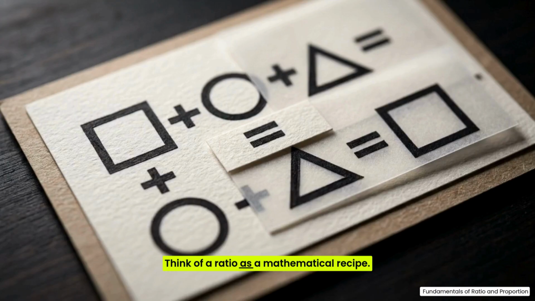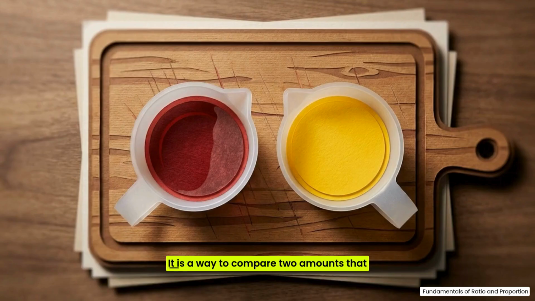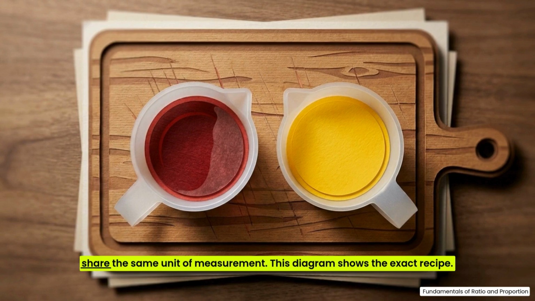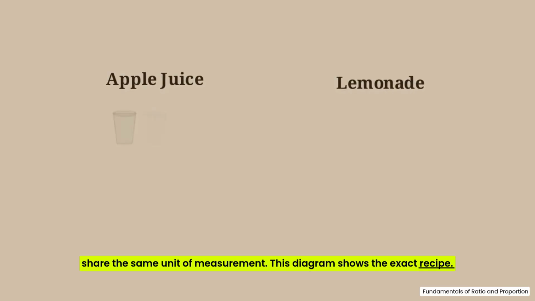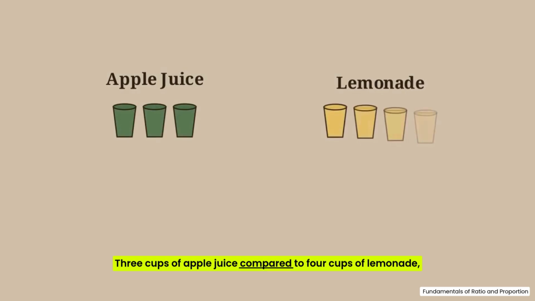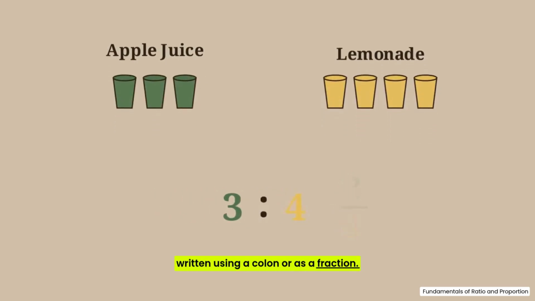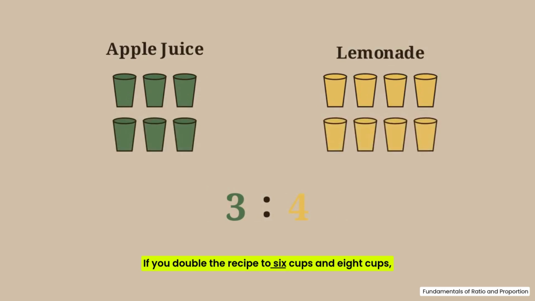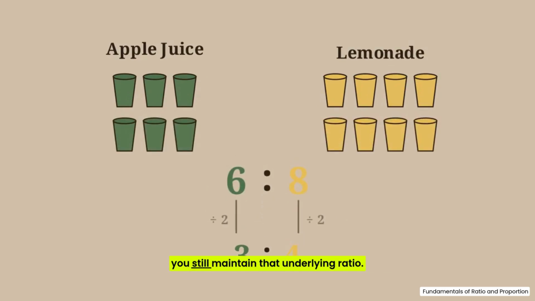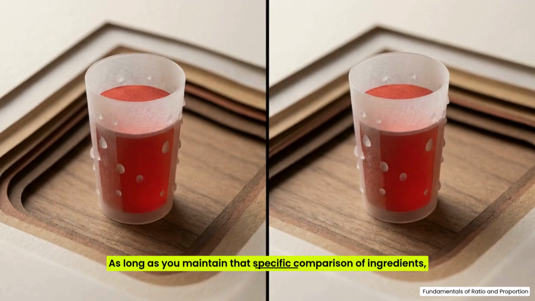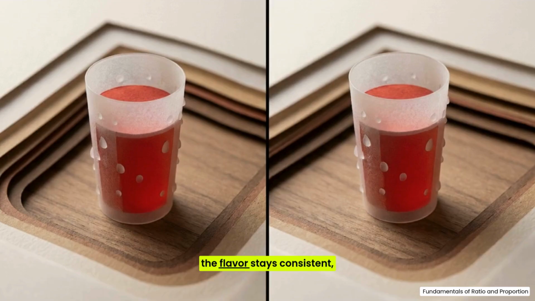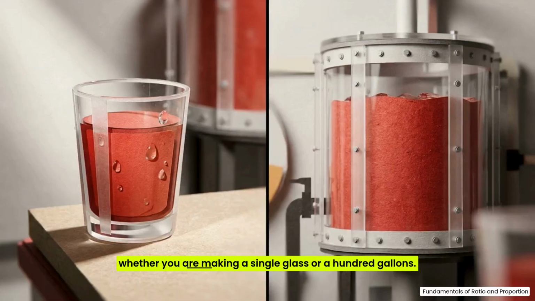Think of a ratio as a mathematical recipe. It is a way to compare two amounts that share the same unit of measurement. This diagram shows the exact recipe. 3 cups of apple juice compared to 4 cups of lemonade, written using a colon or as a fraction. If you double the recipe to 6 cups and 8 cups, you still maintain that underlying ratio.